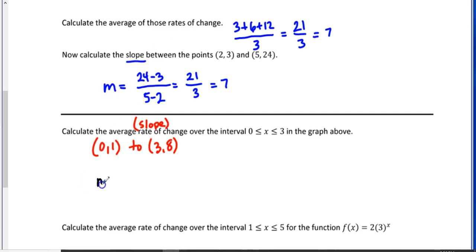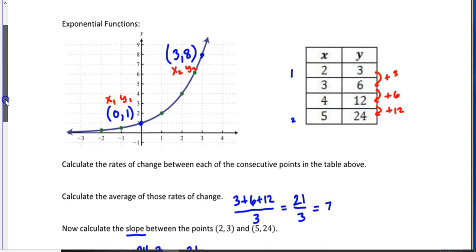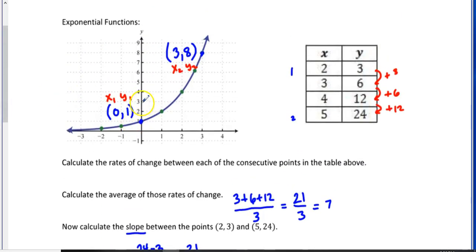All right, so hopefully you took time and did that. So the slope here is 7/3. Let's see if it really is. 1, 2, 3, 4, 5, 6, 7. 1, 2, 3. Yep, up 7 over 3. We could have found that by graph.